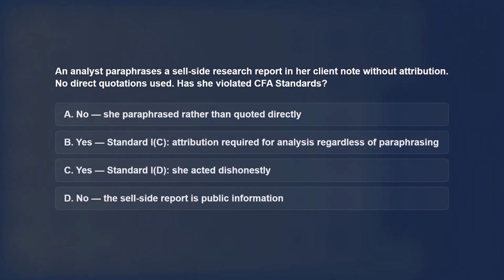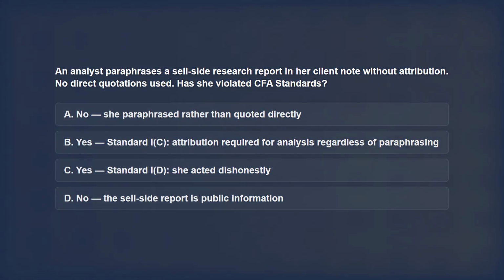Exam question 1. Read carefully, this is a real exam trap. An analyst at a buy-side firm copies a section of a sell-side research report into her client note, paraphrasing the language but not using direct quotations. She does not attribute the analysis to the sell-side firm. Has she violated any CFA standard?